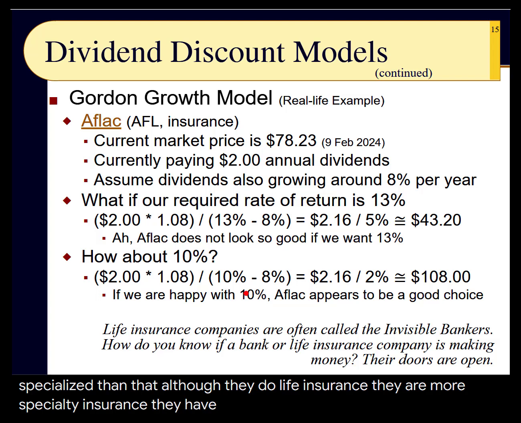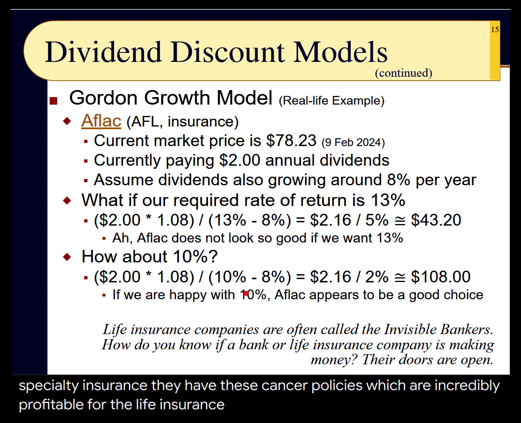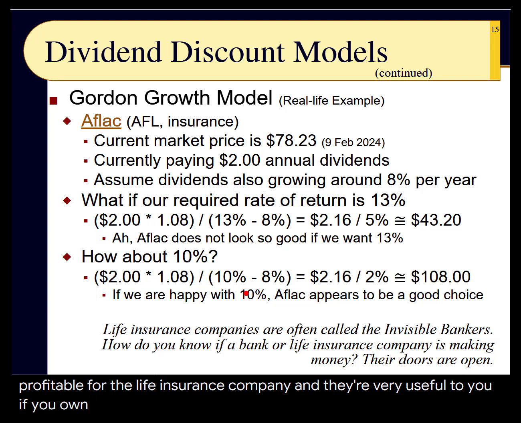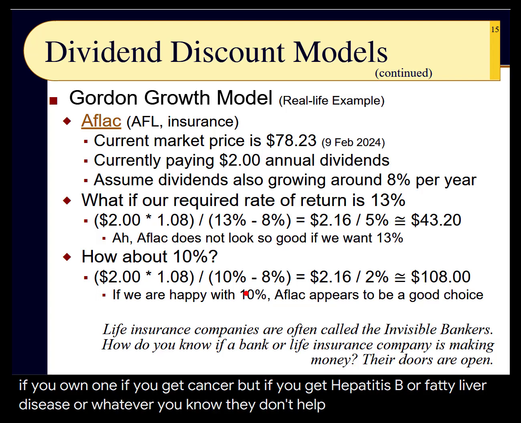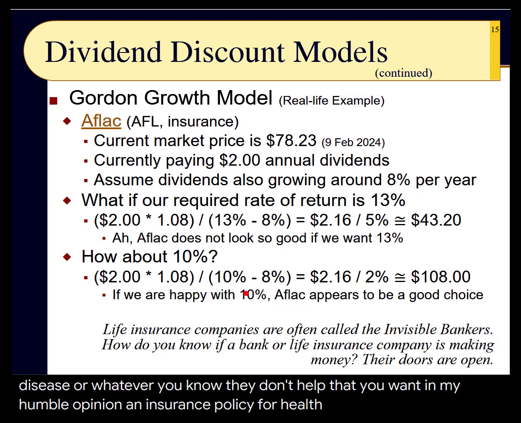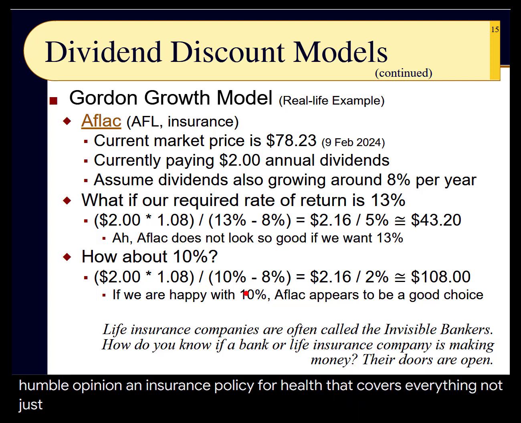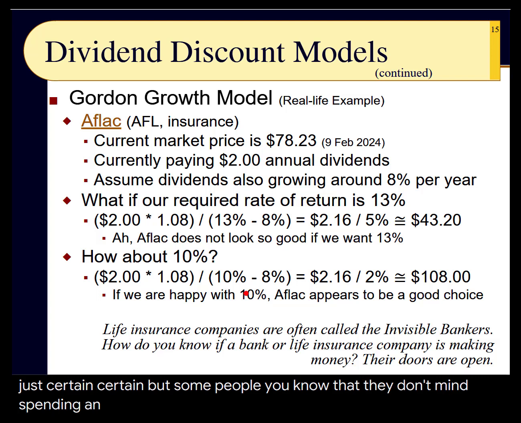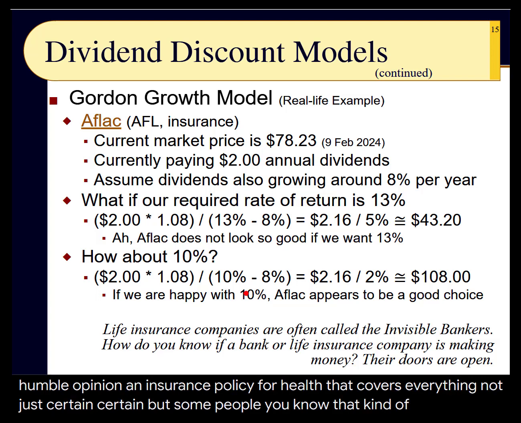They have these cancer policies, which are incredibly profitable for the life insurance company. And they're very useful to you if you own one, if you get cancer. But if you get hepatitis B or fatty liver disease or whatever, they don't help. You want, in my humble opinion, an insurance policy for health that covers everything, not just certain things. But some people don't mind spending an extra $1,000 a year for that kind of insurance, whatever.